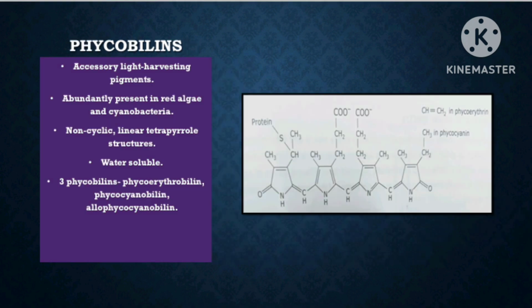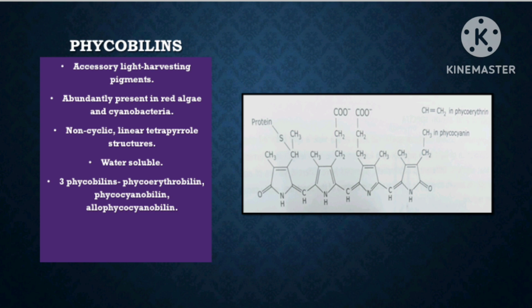And then comes the phycobilin, which is also an accessory light harvesting pigment, and this is present mostly in red algae and cyanobacteria. This is a non-cyclic structure and it has a linear tetrapyrrole structure. So you can see in the structure there are 4 rings, tetrapyrrole rings, and it's a non-cyclic structure, and this is water soluble, while the other 2 pigments like chlorophyll and carotenes were lipid soluble. Phycobilins are water soluble, so this is what makes it different from the 2 other classes.